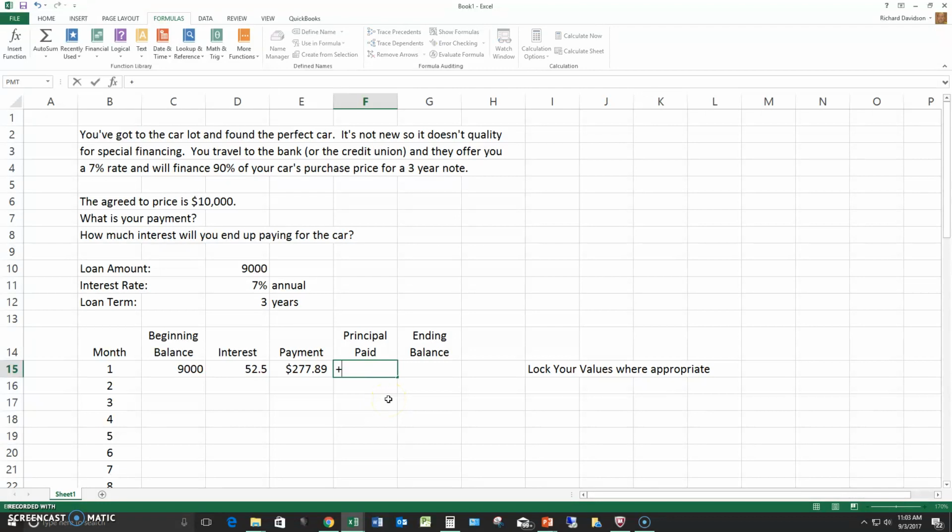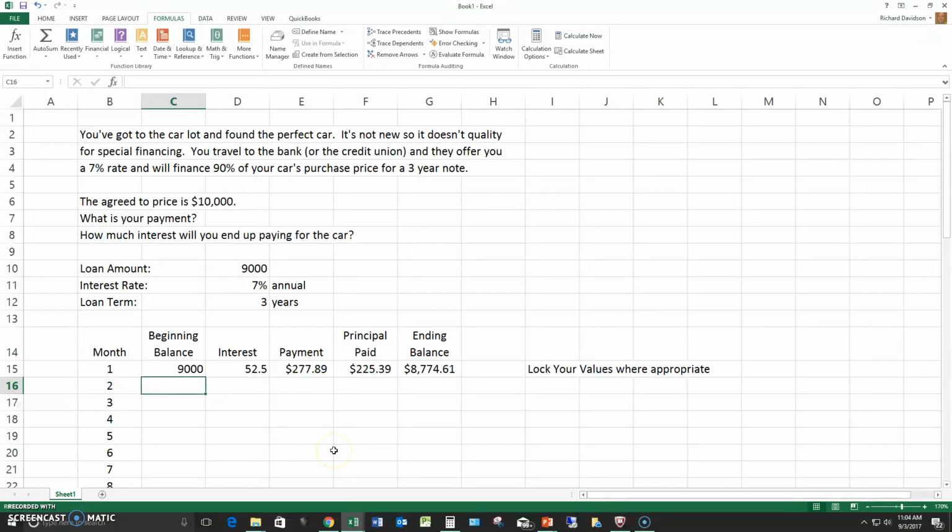So if we tell Excel, let's do a formula. Let's take our payment, in this case E15, and subtract our interest payment of $52.50. We paid our principal down by $225.39. And what's our ending loan value? It's simply our beginning loan value minus how much we paid in principal. So at the end of the first month, if you wanted to go pay your car off, you'd have to write them a check for $8,774.61 because that's how much you owe on your car balance after the first payment.